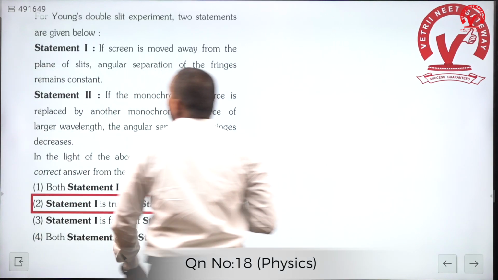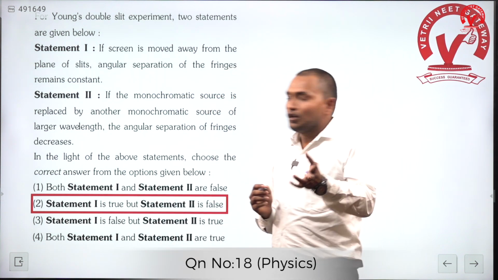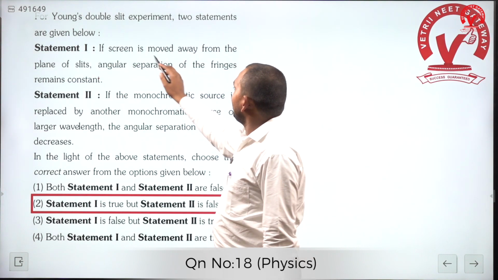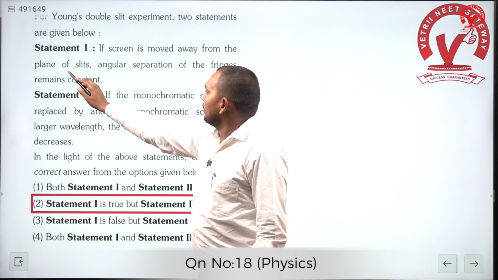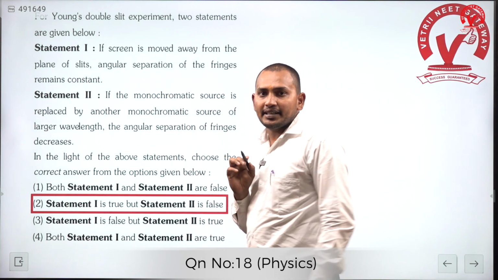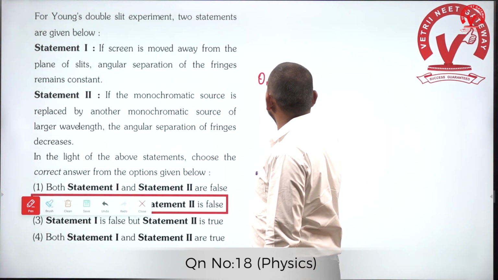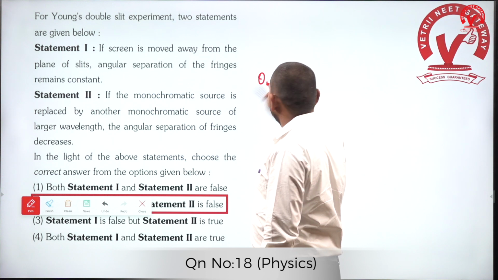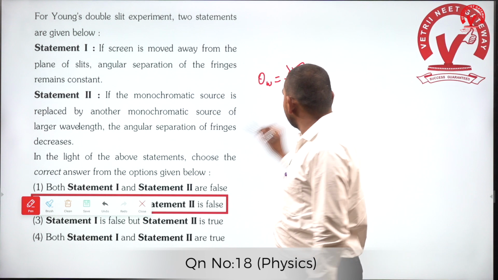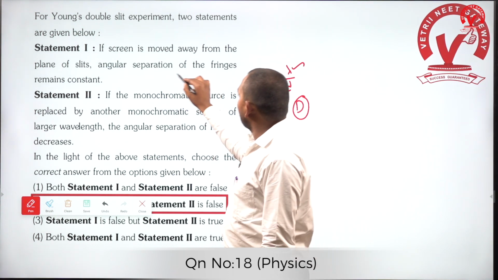Next, Young's double slit experiment, they have given two statements, 1 and 2. The screen is moved away from the plane of the slits. Angular separation of the fringe width remains constant. We know angular separation is equal to lambda by d. It depends on lambda. It is independent of capital D. Then the first one is correct.